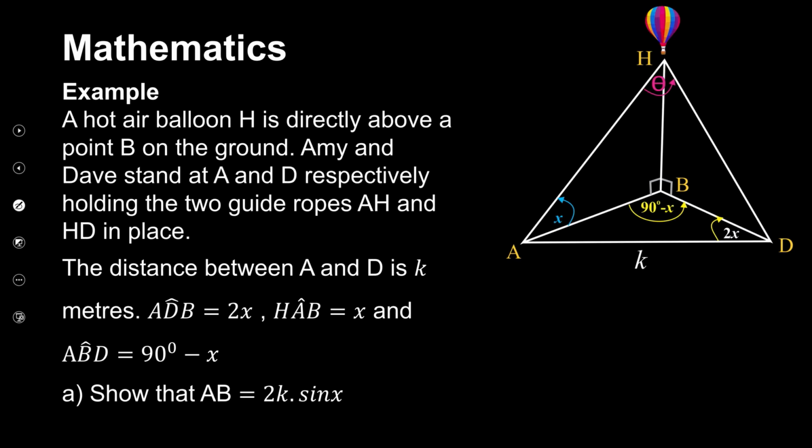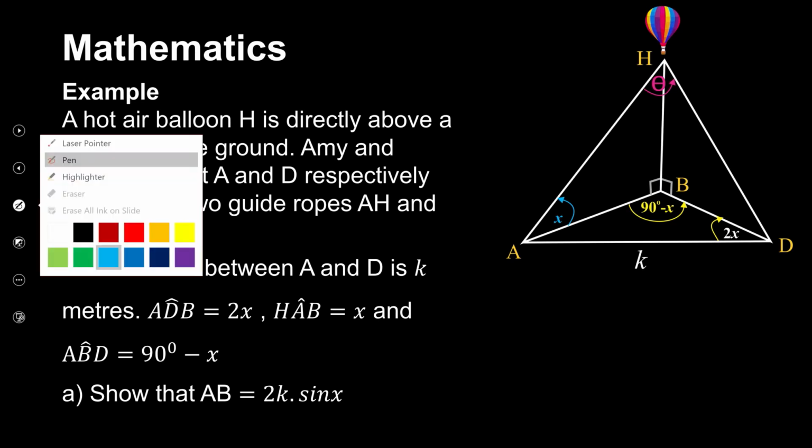In this example, a hot air balloon H is directly above a point B on the ground. Amy and Dave stand at A and D respectively, holding the 2 guy ropes, AH and AD in place. The distance between A and D is k meters. AD equals 2x, HAB, which is the angle of elevation, is x, and we have that ABD is 90 minus x. Show that AB is equal to 2k sine of x.